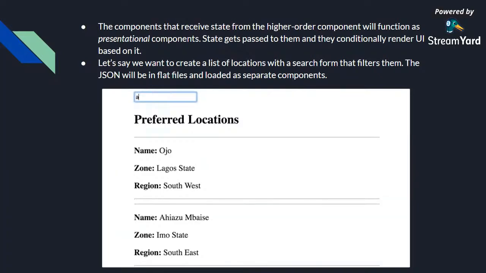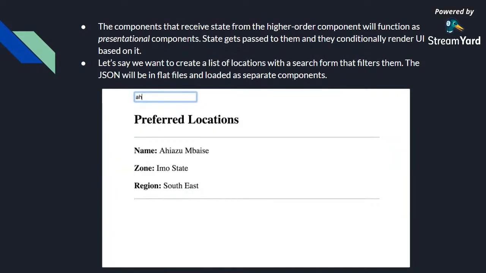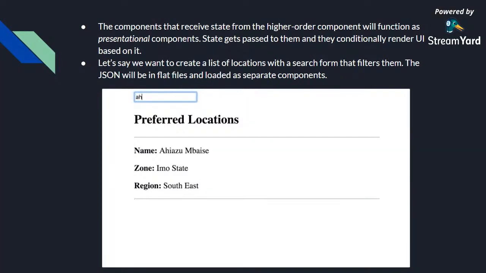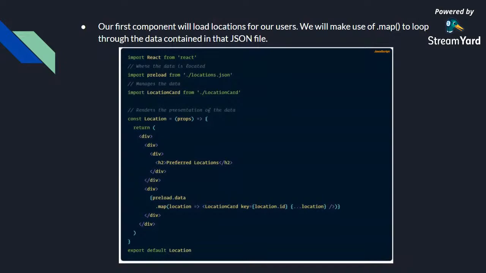So let's take an example: we have a search form that filters data. Let's say we have a JSON with all the state values, and we have a search box. We write something into it, and then the preferred locations get filtered according to it, right? So this is an example. Kindly please pay attention to this because I have added very little theory in this presentation. I've added more examples, so you might have to listen to me very carefully to understand the concept of higher order components.